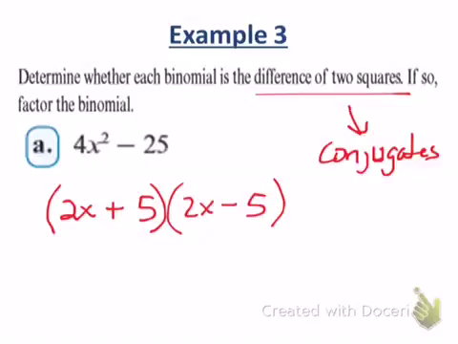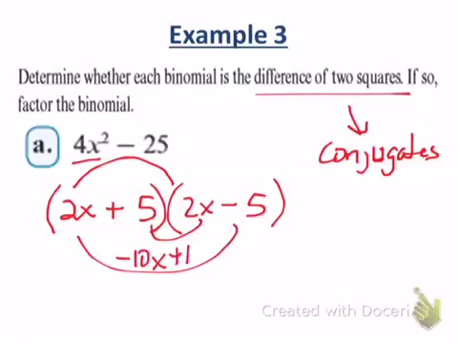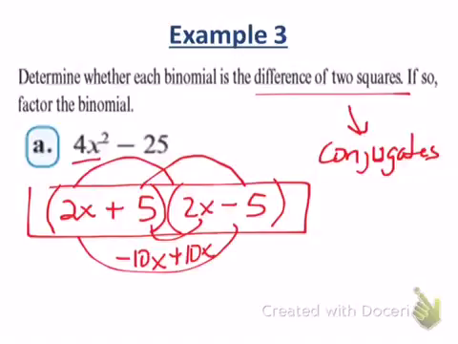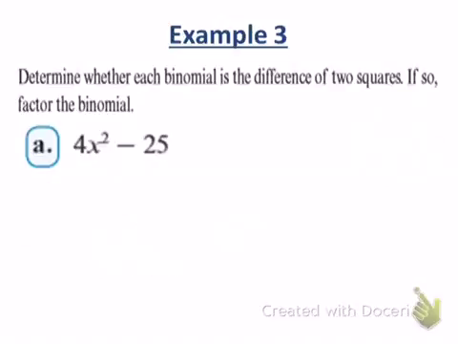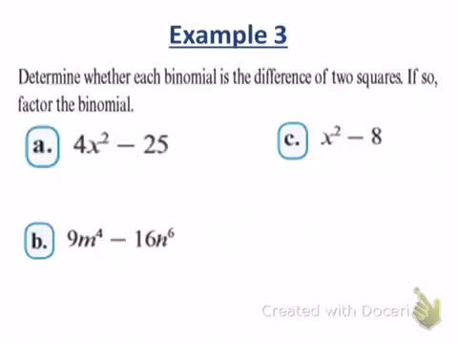Now, let me prove to you that this works. What's 2x times 2x? 4x squared. Negative 10x, positive 10x. There's no x, right? Do we have an x to the first term in our expression? We do not. It was 5 times negative 5. Negative 25. So it works, right? If we have a difference of squares, it will always factor as conjugate pairs. Difference of squares, really quick and easy if you know this. If you don't, then you just kind of have to guess at it, which we're not going to do. We're not guessers. We're mathematicians.